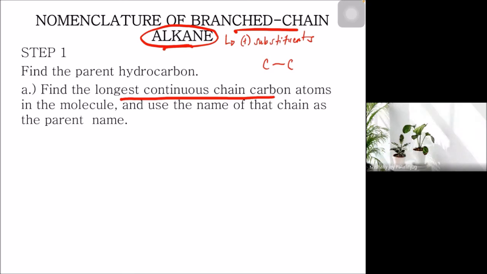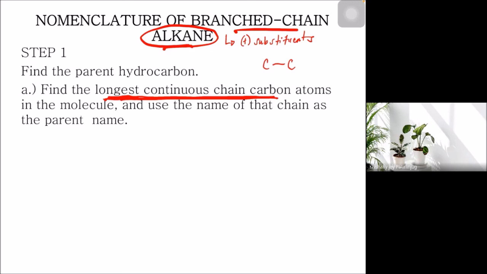The parent chain of a branched chain alkane is the longest continuous chain of carbon. Please do not neglect this highlighted or underlined information, because the parent should be continuous, not broken up. You must start at a terminal carbon when you look for the parent. You don't start with the internal carbon when you count.